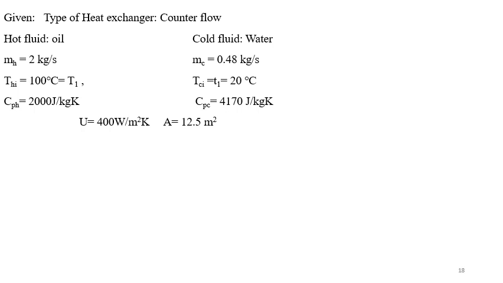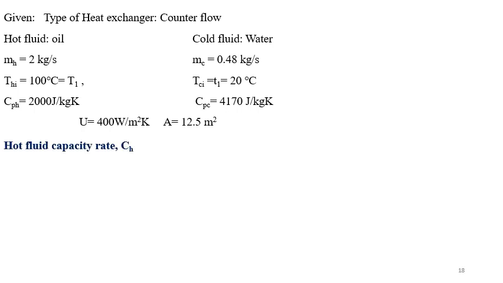The specific heat of the hot fluid is given as 2000, and the specific heat of the cold fluid is also given, 4170, and the area is 12.5 meter square, and the overall heat transfer coefficient 400 watt per meter square Kelvin is given. So here only two temperatures are given, and the other two temperatures are not given. In this case we can't go for the LMTD method, so we have to go for the effectiveness NTU method.